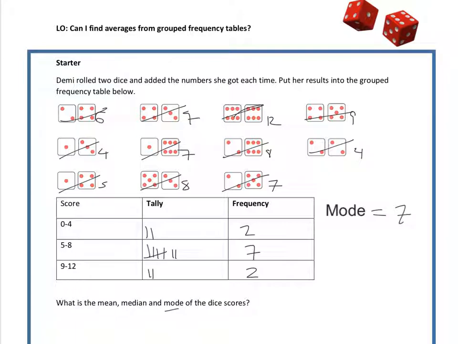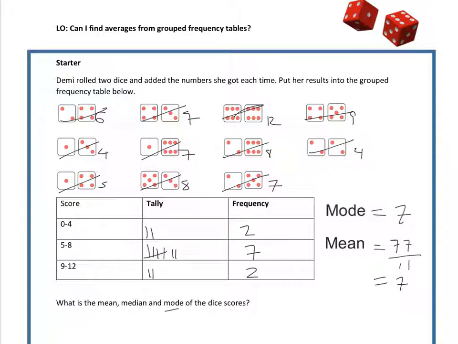For the mean, we need to add up all of the numbers and divide by the number of numbers. So for the mean, we need to add up all of these numbers: 6, 7, 12, 9, 4, 7, 8, 4, 5, 8, and 7. Put them all into the calculator, add them up, we get 77. But we need to divide it by 11, because that's how many numbers there are. So our mean is 77 divided by 11, which is 7.